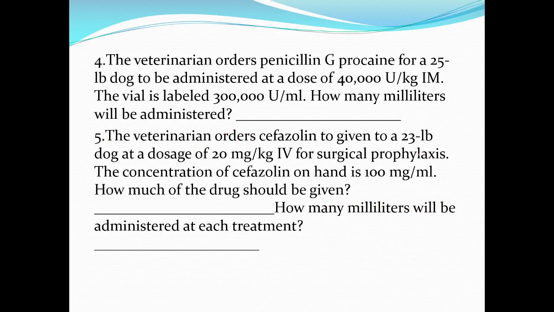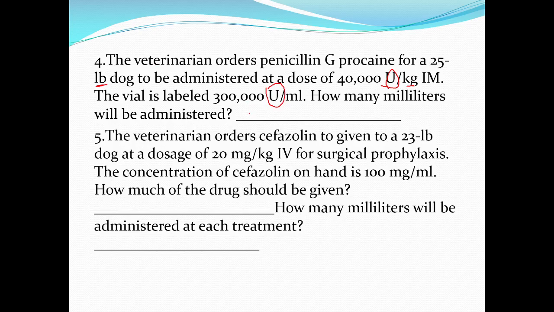Next one. Penicillin G procaine for a 25-pound dog. It doesn't matter that there's another unit here, because our concentration is in units. Otherwise we'd have to convert from units to milligrams, but we don't need one. The one thing that doesn't match is our units for pounds and kilograms. So again, you're going to do 25 divided by 2.2. That's going to give you 11.4 kilograms.